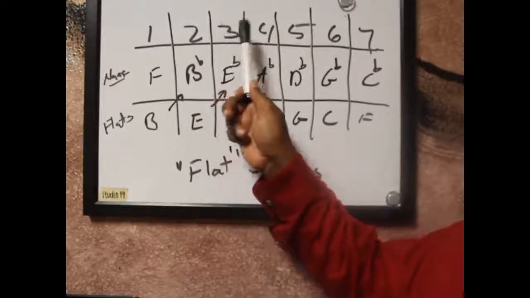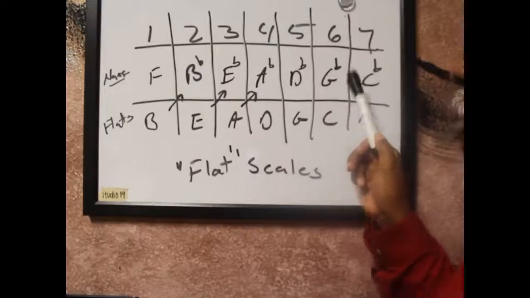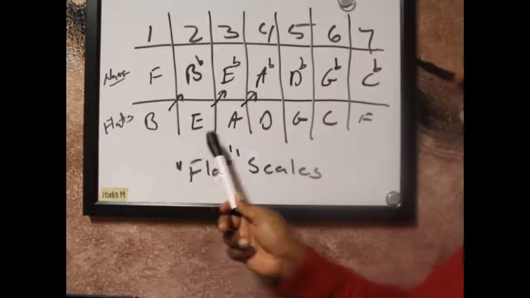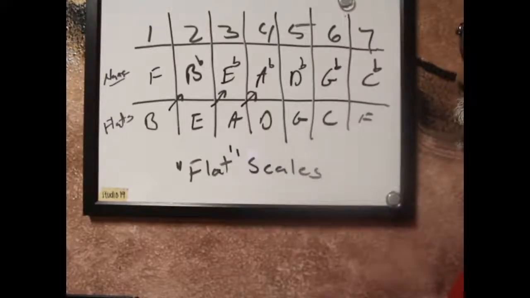1, 2, 3, 4, 5, 6. The G flat scale has 6 flats. What are those flats? B, E, A, D, G, and C.